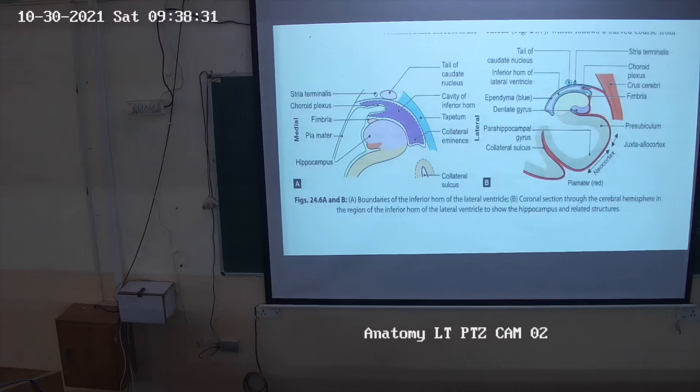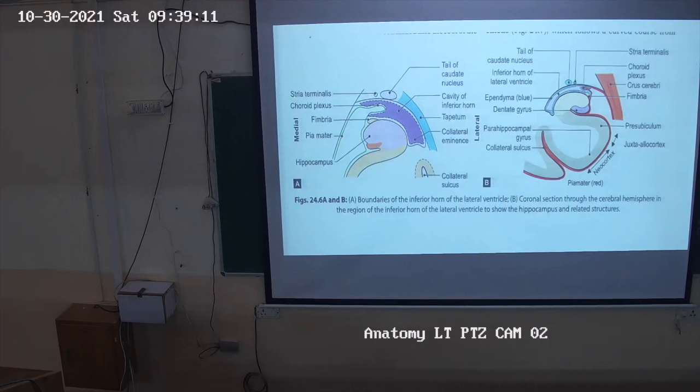Now look at its roof. You will see these structures: posteriorly the tapetum, anterior to the tapetum the tail of the caudate nucleus, and more anteriorly the stria terminalis. So the roof is formed from posterior to anterior by the tapetum, the tail of the caudate nucleus and the stria terminalis. Now is the thing clear or not? Boundaries.